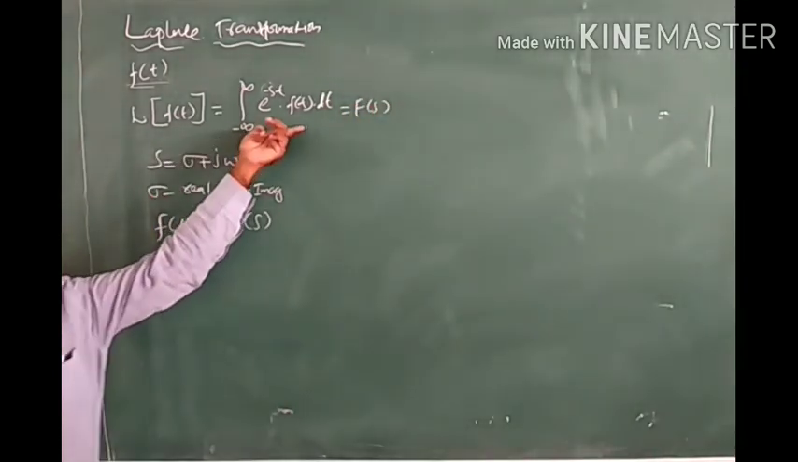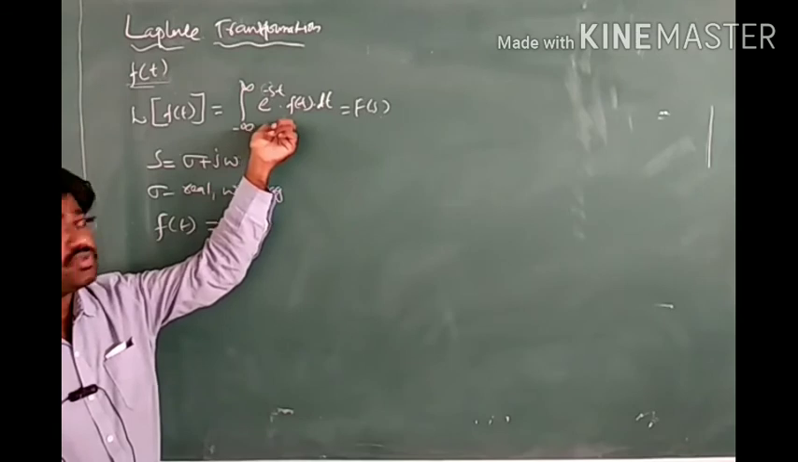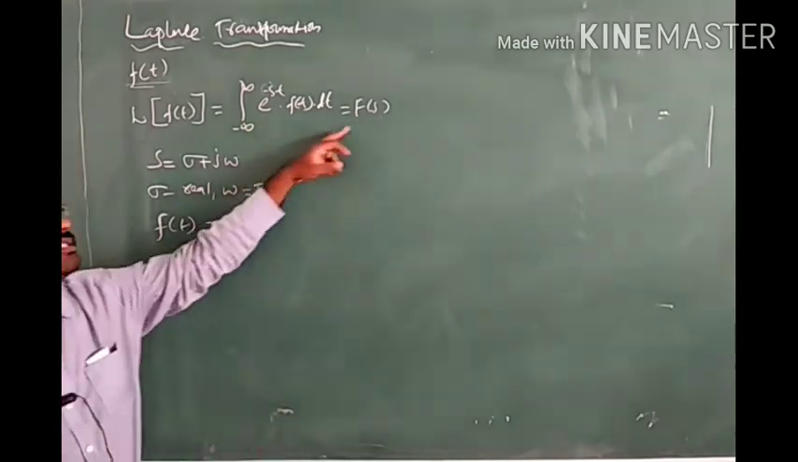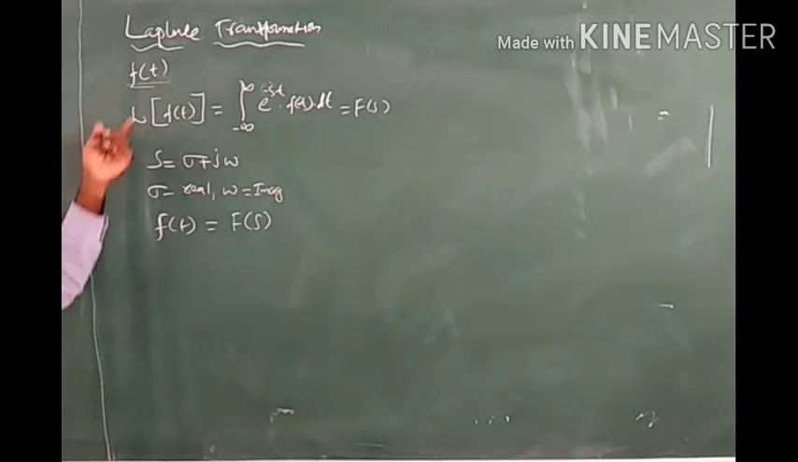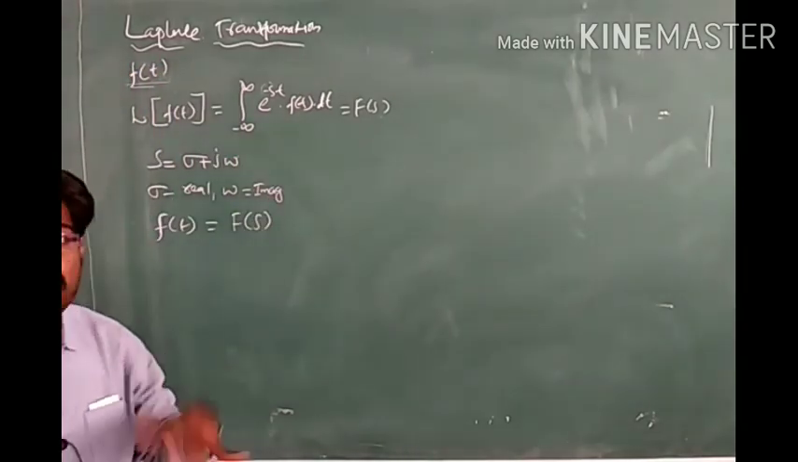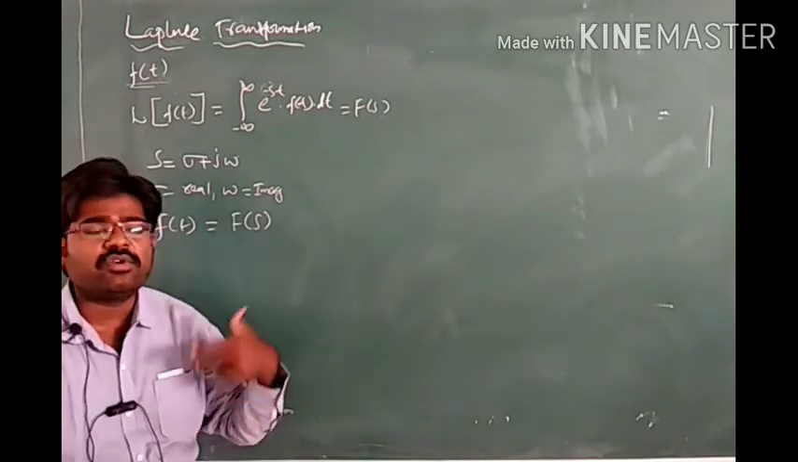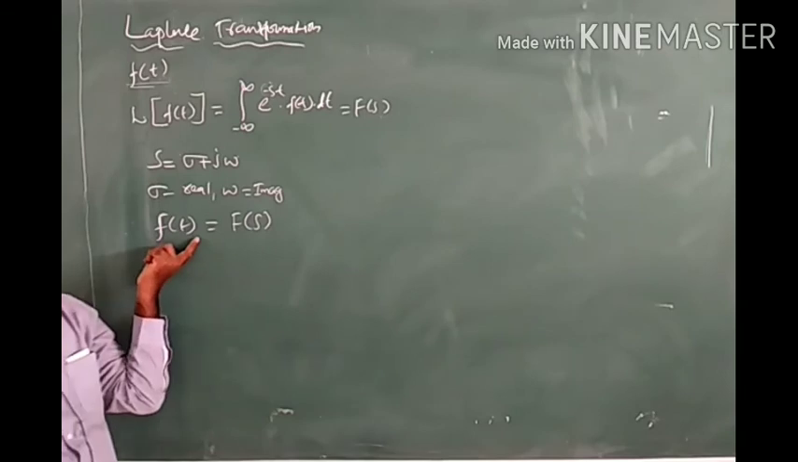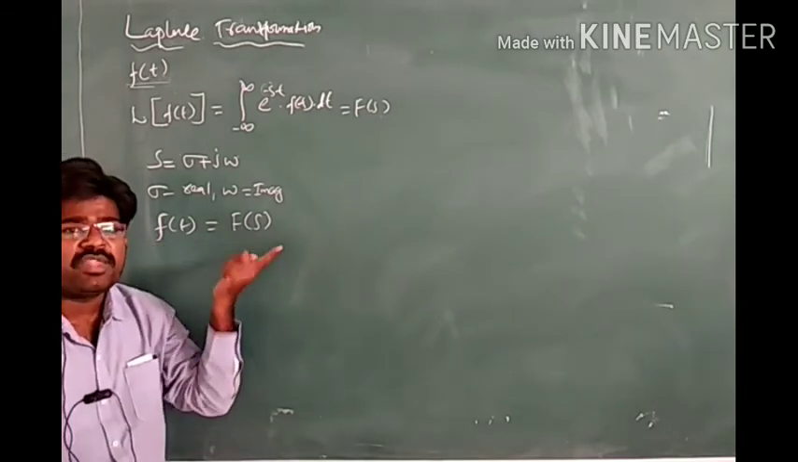This complete term can be written as f of s. After substitution and simplification we will get f of s. So we came to know that the Laplace transform of f of t will be equal to f of s. This is how we have to write the Laplace equation. This is how we convert the time domain functions into the frequency domain. In time domain it is f of t, in frequency domain it will be f of s.